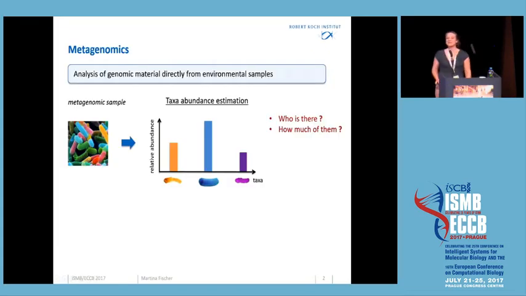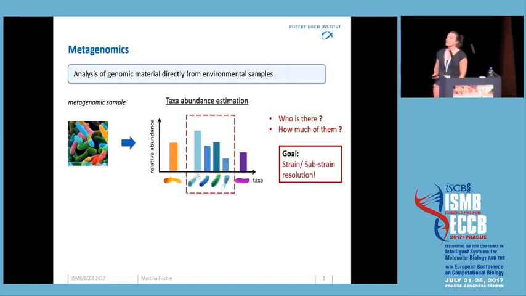Okay, so metagenomics deals with the analysis of genomic material which is directly taken from environmental samples. So here we consider a complex mix of bacteria and we want to ask who is in the sample and how much of them. And in this work we want to specifically focus on strain and substrain resolution.